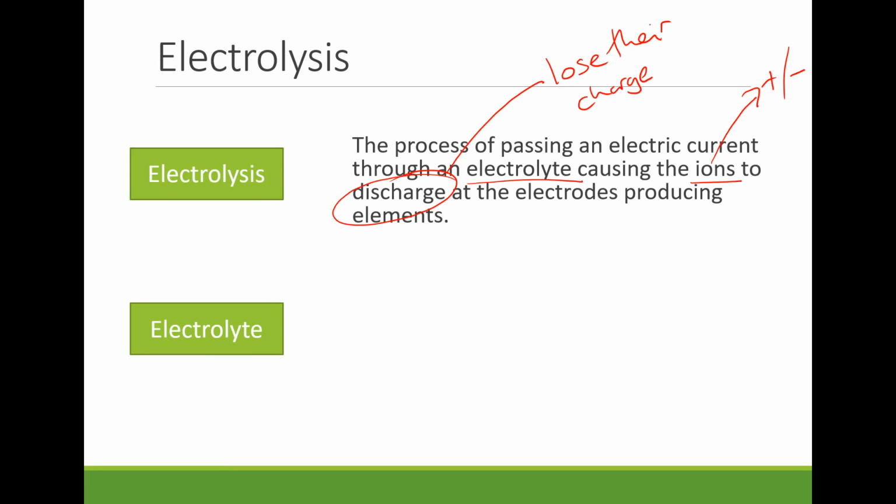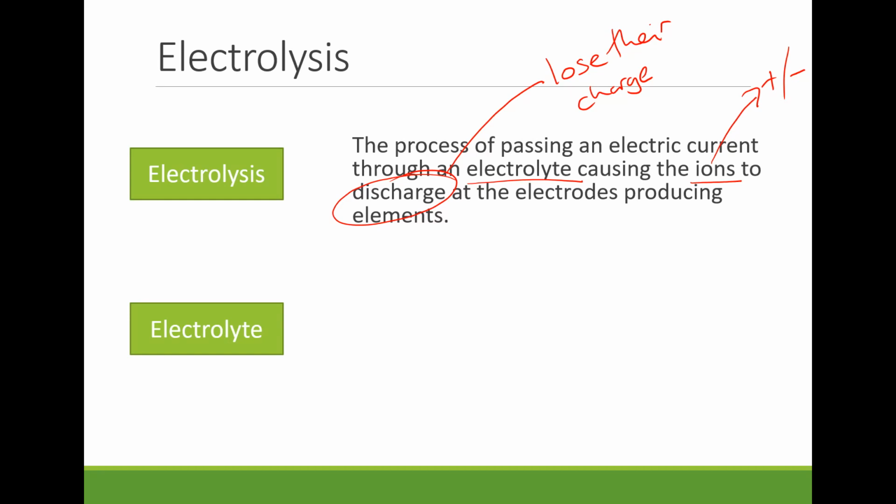They lose their charge. Okay, so think about the sodium ion or the chloride ion. This positive sodium ion is going to lose its charge at the electrode and produce sodium metal that is uncharged. Chloride ions, similarly, are going to lose their negative charge and form neutral chlorine molecules. So that's what electrolysis is. Electric current passing through an electrolyte, causing the ions to discharge and produce some elements.